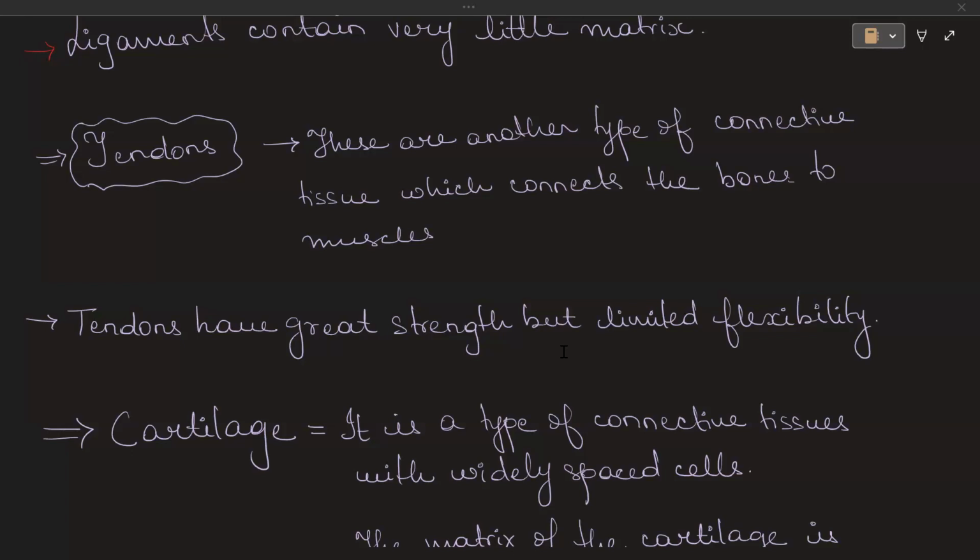Blood, bone, ligament, and tendon. Blood is there, bone is there, ligament and tendons.